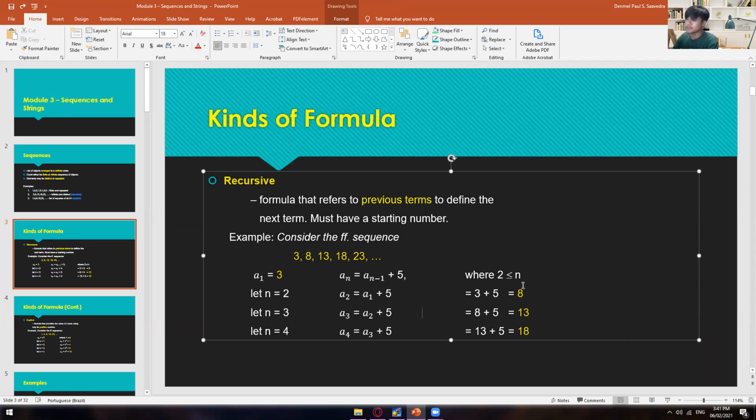So is everything clear so far? Sir, question, sir. Yes. Sir, if I'm correct, Fibonacci sequence is a recursive sequence, sir? Yes, yes. It could be also, yeah, only a recursive, not explicit.